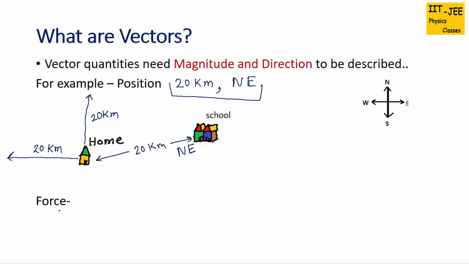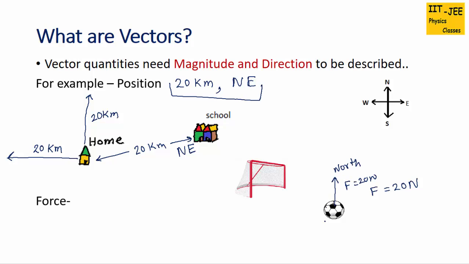Same way, force is also a vector quantity. Let me show you why. Suppose there is a football and this football should be kicked into this goalpost. So if a force of 20 Newton is applied to kick this ball, but in which direction? If you apply the force towards north, what will happen? Ball will not go to the goalpost. So ball should be kicked in the specified direction.